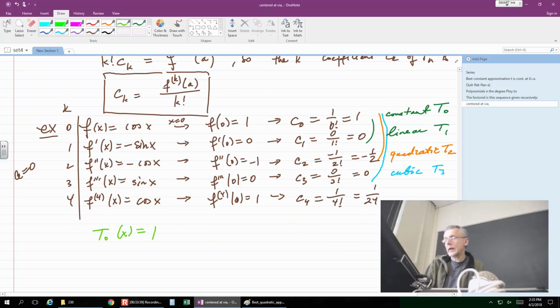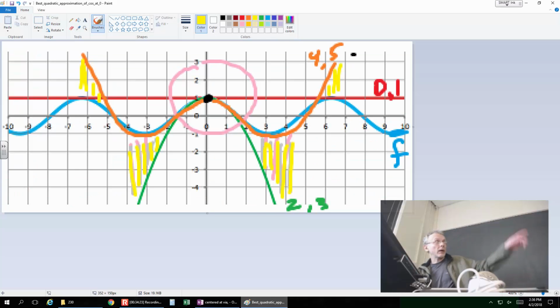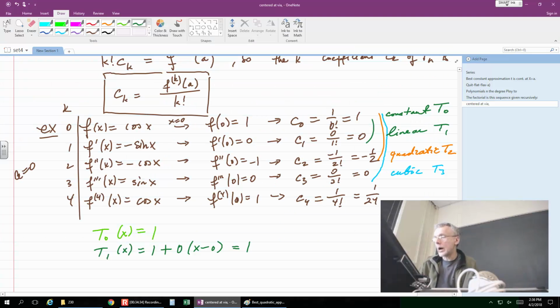The second one, T1 of x, according to my formula, will be 1. I am recycling the previous term and adding the new linear term. So it will be the coefficient we found, 0, times x minus 0. Okay, so as you can see, the coefficient is 0. That's why there is no extra term, which is still equal to 1. And that is why the red line has two markings, 0 and 1, because it's simultaneously the constant and the linear approximation of our function.